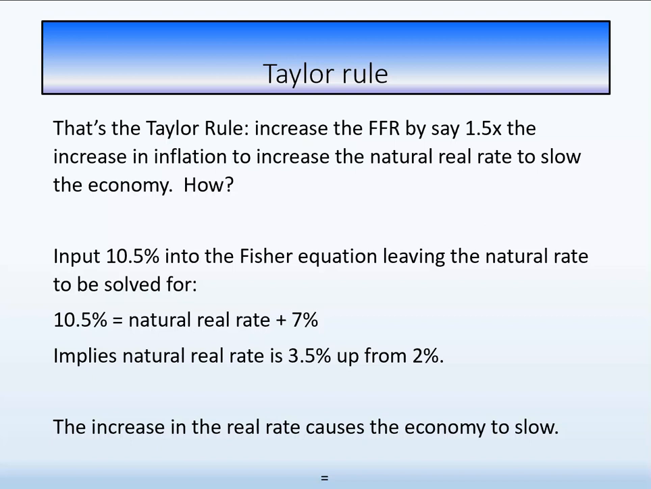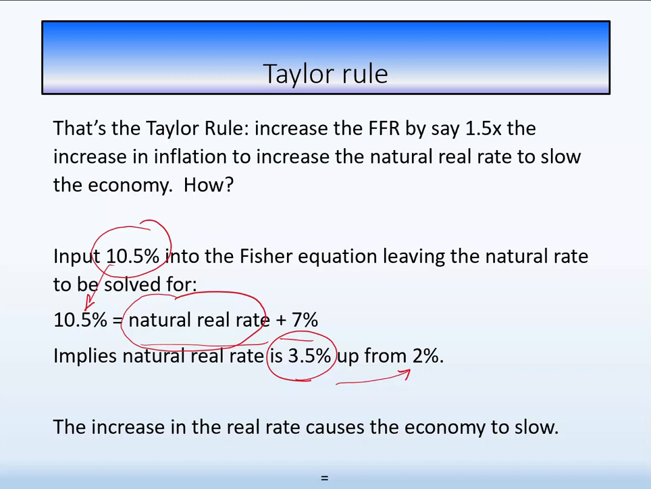Let me show you here on the slide. From the previous equation, we determined that the target Fed funds rate was 10.5%. That was the result of an increase in inflation. Now what we're going to do is plug that into the Fisher equation. That's going to be the target Fed funds rate, and that's going to equal the natural real rate plus the 7% current inflation rate. Solving this equation for the natural real rate implies a natural real rate of 3.5%, which is up from the 2% we just used for the natural real rate a few minutes ago.